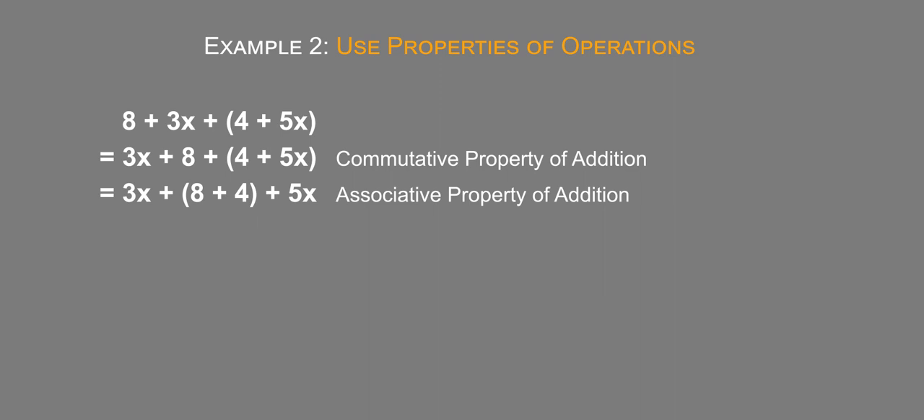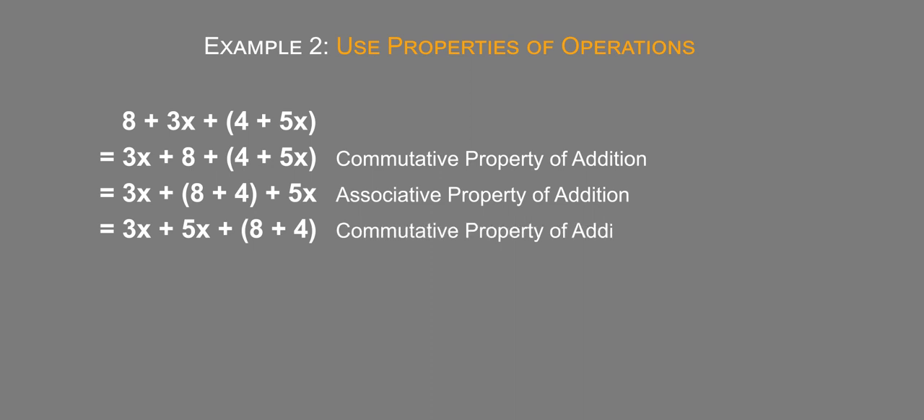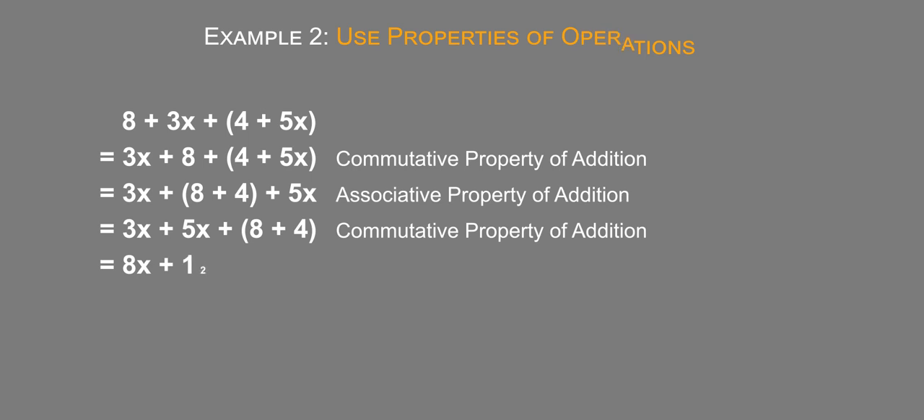Well, actually, we can go ahead and make this 3x + 5x + 8 + 4. That would again be the commutative property. And then we just simplify: 3x + 5x equals 8x, and 8 + 4 equals 12. And that's simply simplification.